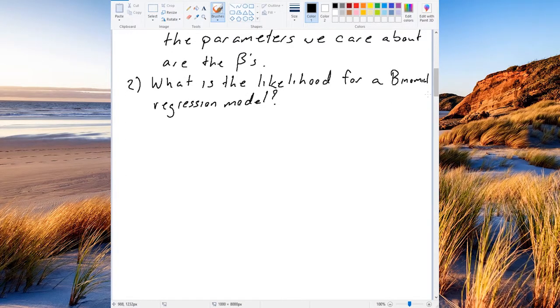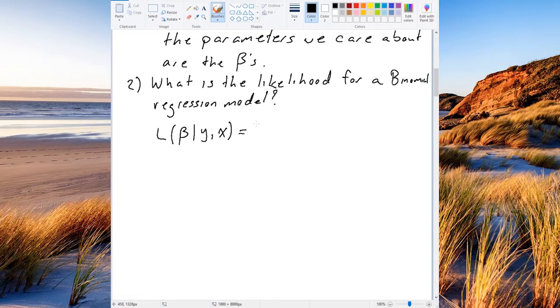So likelihood for a binomial regression model, L of, well, it's going to be beta here, because beta is the set of parameters that I'm going to be updating. L of beta given y and x, all of my y's and x's. So what's the joint distribution here? Well, these are going to be independent binomials, right?